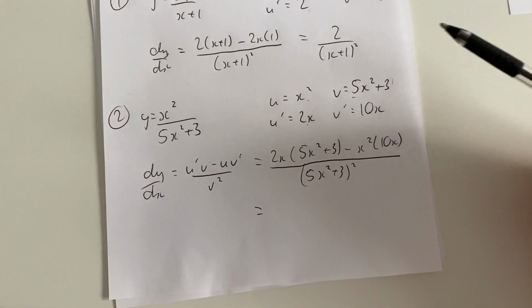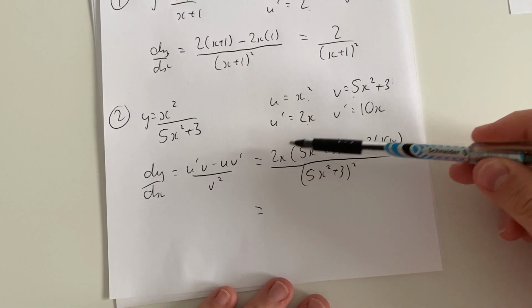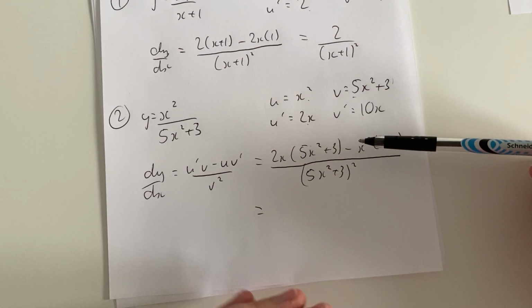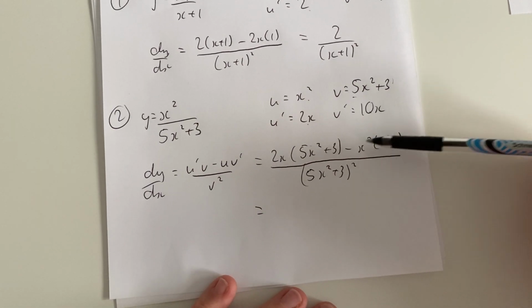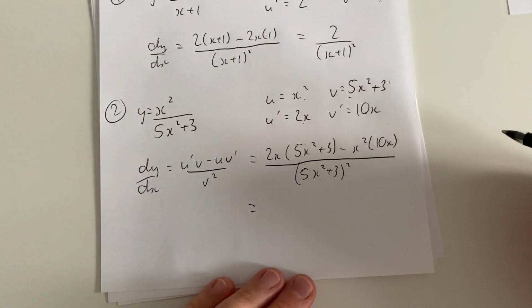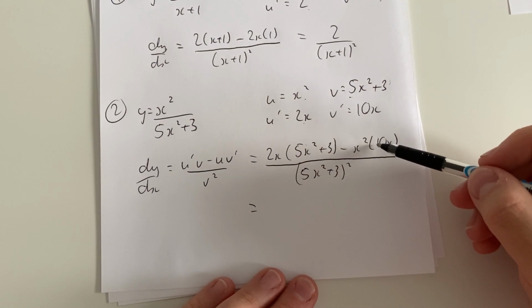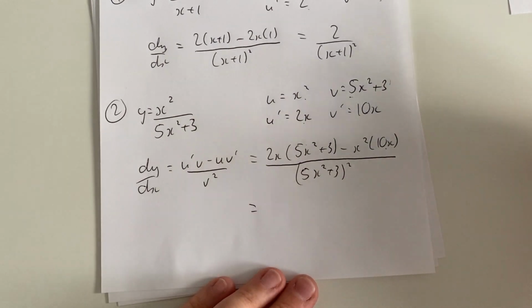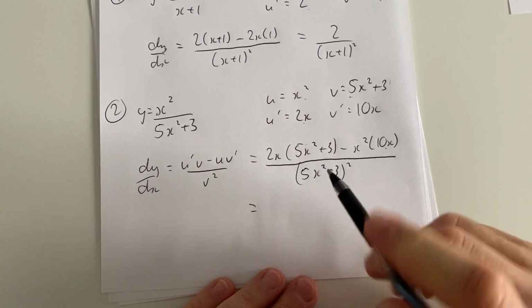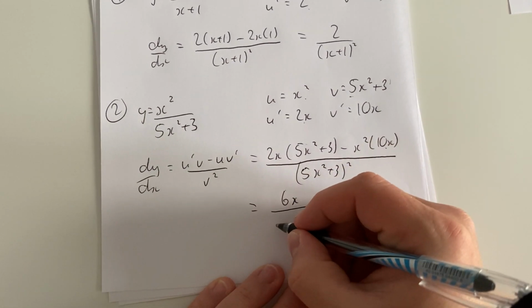And I might simplify that a little bit because we have 2x times 5x squared is 10x cubed minus, coincidentally, 10x cubed. So on this one, 10x cubed, take away 10x cubed is nothing, and you're just left with 6x on the top.